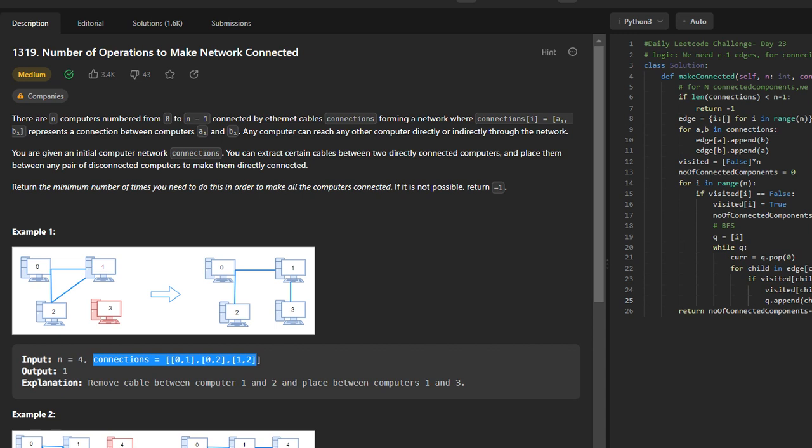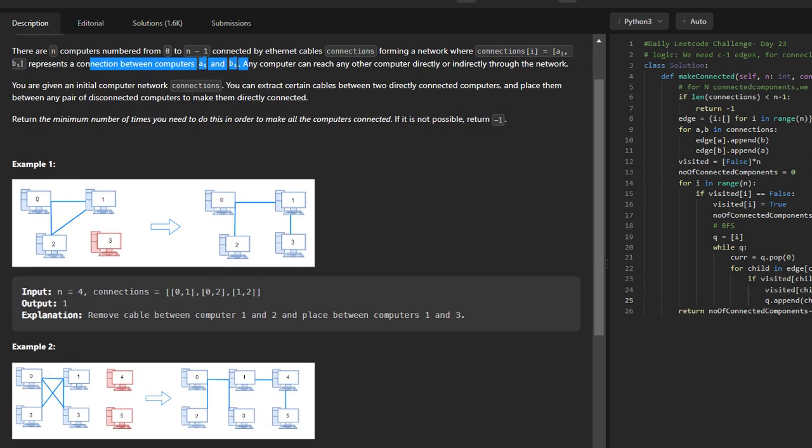The connections array shows how the computers are connected, the connection of Ethernet cables, forming a network where connections[i] is equal to a[i], b[i], representing a connection between computer a[i] and b[i]. What that means is 0 and 1 is given, right? That means 0 and 1 are connected through an Ethernet cable. 0 and 1 are computers basically. Similarly, 0 and 2 means there is a connection between computers 0 and 2, right? And similarly, 1 comma 2 means there is a connection between computer 1 and computer 2, right? So that is what is meant by the connections array, and then there is the number of computers.